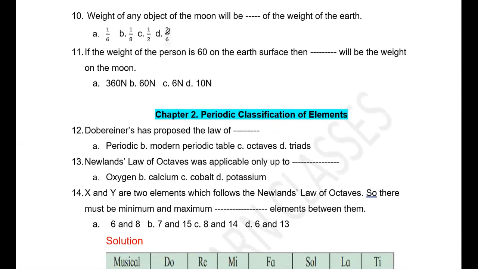Next, the weight of any object on the moon will be dash of its weight on the earth. 1/6, 1/8, 1/2, 2/6. We know that the weight of any object on the moon will be 1/6 times that on the earth. So answer is option A. Next, if the weight of a person is 60 on the earth's surface, then dash will be the weight on the moon. 60 into 1/6, that will be equal to 10 Newton. So option D is the correct answer.